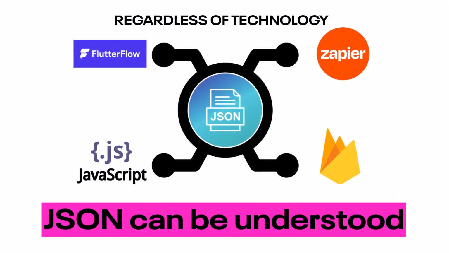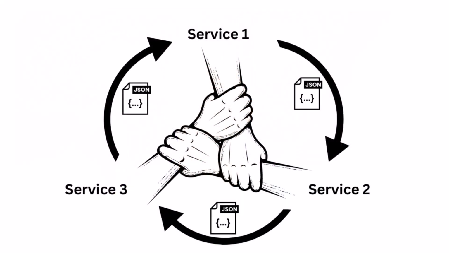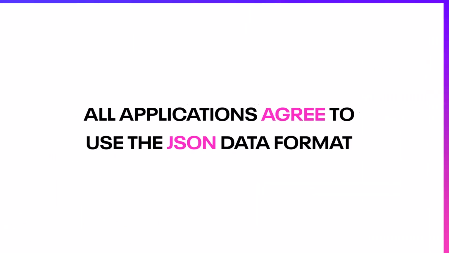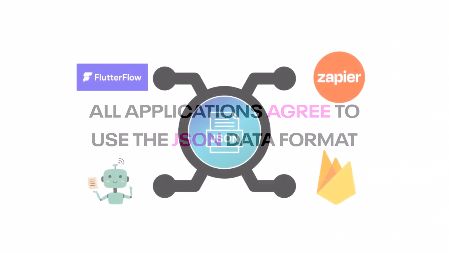Most no-code tools, if not all of them, utilize the JSON data format to communicate data from one service to another. You can think of JSON as a universal data format, like a shared vocabulary that allows applications to easily communicate with one another, just like a country's native language. When everyone arrives to a specific country, like the United States, our language here is English, so everyone agrees upon communicating to each other in the English language. Similarly, for applications, all applications agree to use the JSON data format to communicate data to one another.